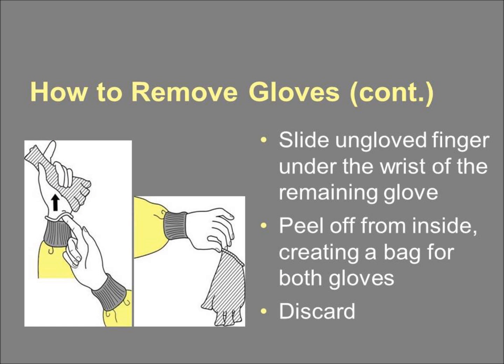On the previous slide, we talked about using one gloved hand to grasp the outside of the opposite glove near the wrist when we're removing our gloves. Now slide one or two fingers of the ungloved hand under the wrist of the remaining glove. Peel glove off from the inside, creating a bag for both gloves. Discard in the waste container.